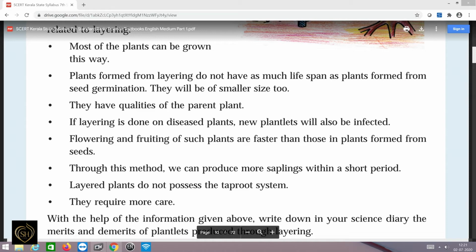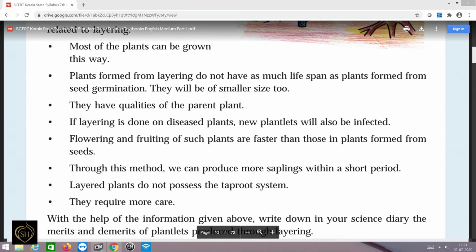Next demerit: layered plants do not possess the taproot system. When we studied layering, I showed you that the roots are like fibers. Fibrous roots arise by layering, but other plants have a taproot system. They also require more care. Layered saplings need more care than plants produced from seeds.